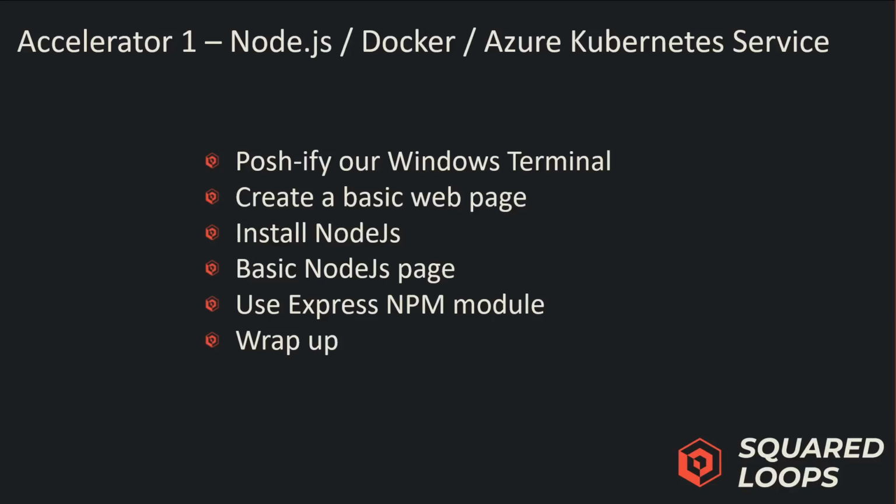We will create a basic Node.js application that will serve our web page. We will then go on to install Express, which is a Node module, and gives us more enhanced functionality. We will then wrap up, push our code to Git, and get ready for the next module. Let's go.